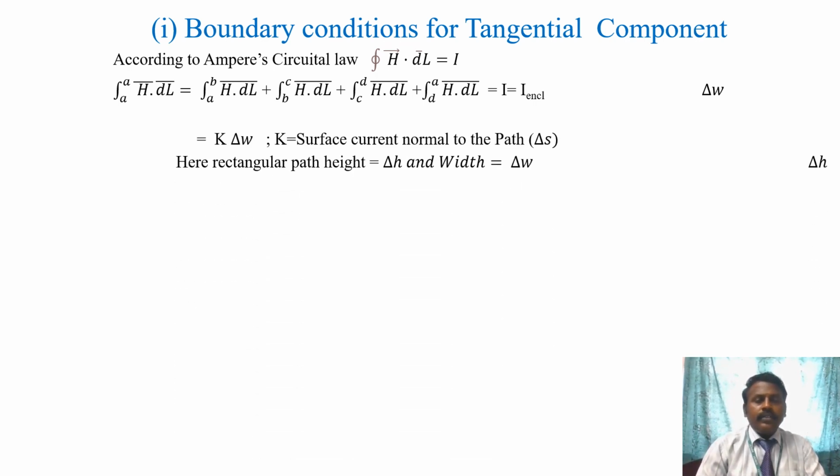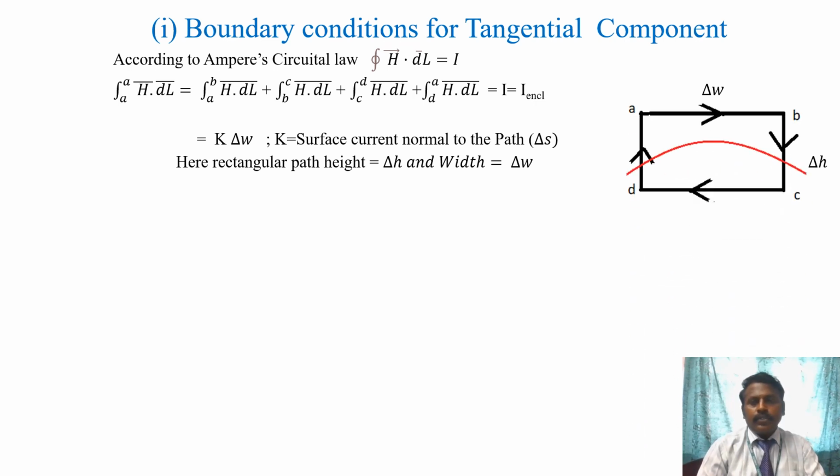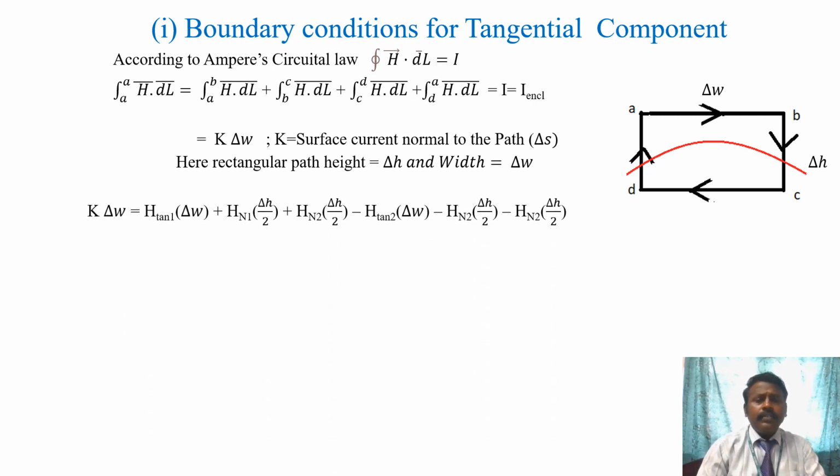Then we are going to have the total equal to the right side, which is K into del W, where K is a surface current normal to the path del S. Here the rectangular path has height del H and width del W. So now look at the diagram. Del H is the height, and del W is the length, from left to right and from top to bottom. So we are rewriting this K del W in terms of the magnetic field intensity H, and what is the height and what is the width, accordingly.